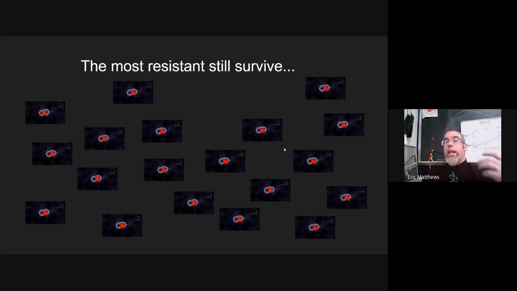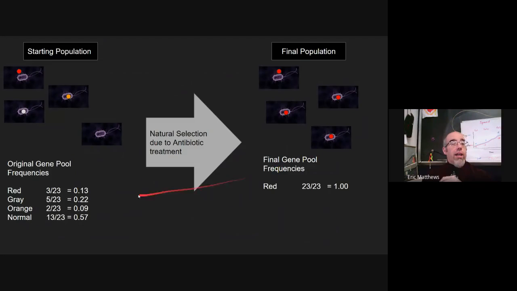This is a problem that we have created. We created the selective pressure. We created the scenario that allows them to survive and start to thrive. This is our fault. At the beginning, we had 4 different variations, right? Over half of them were normal, and then smaller percentages were red, gray, and orange. But after that natural selection, antibiotic-based, what we find out is we have now changed their gene pool so that all of them are highly resistant.